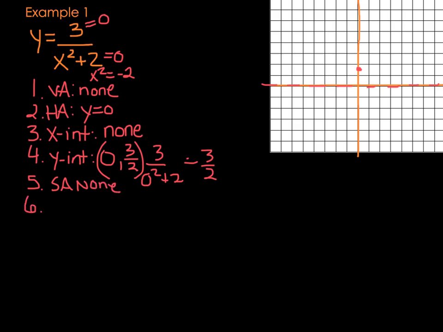And then the last thing is the holes, and we didn't have any factors that crossed out, so we don't have any holes either. So now the last thing we need to do is just make a table and plot points on this graph.